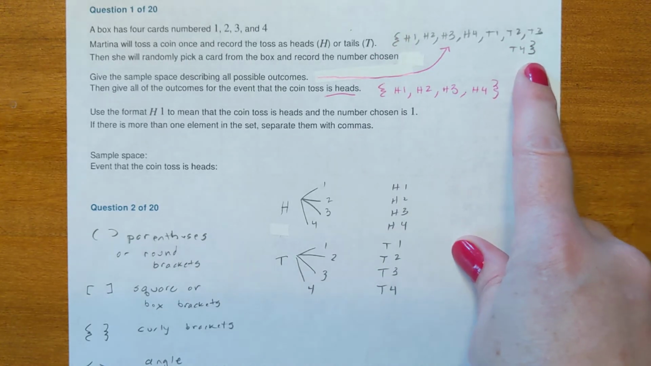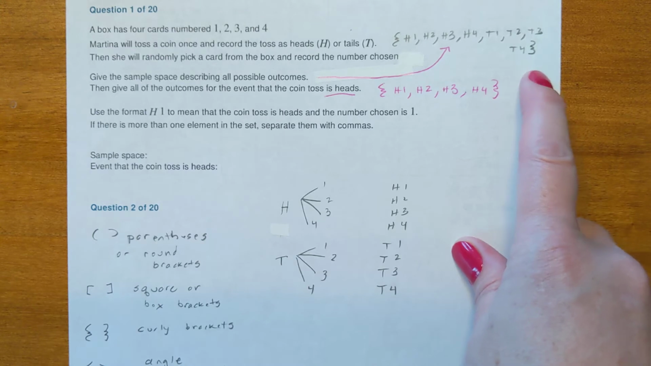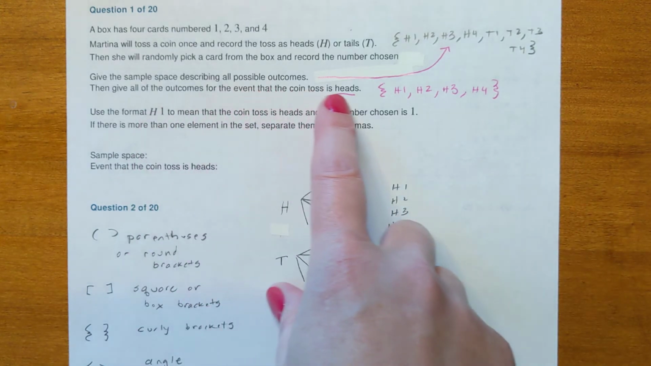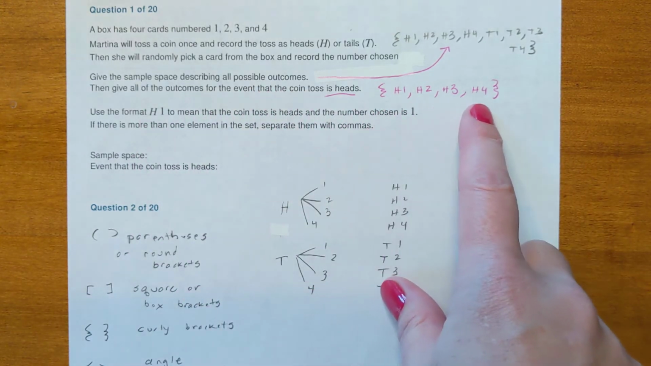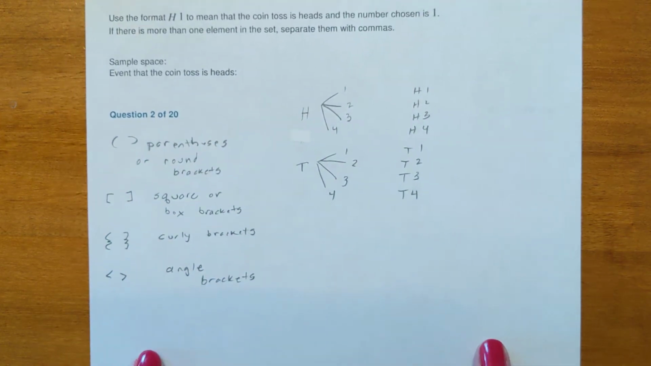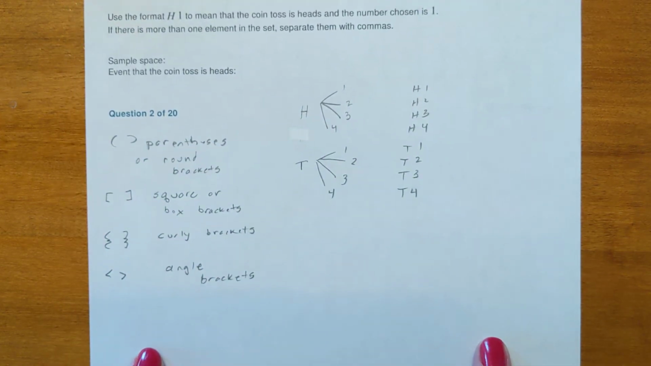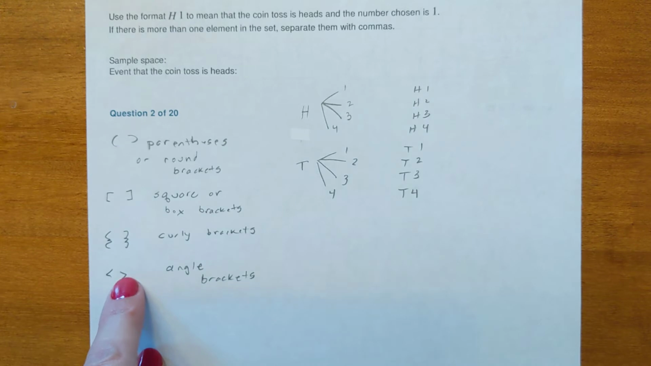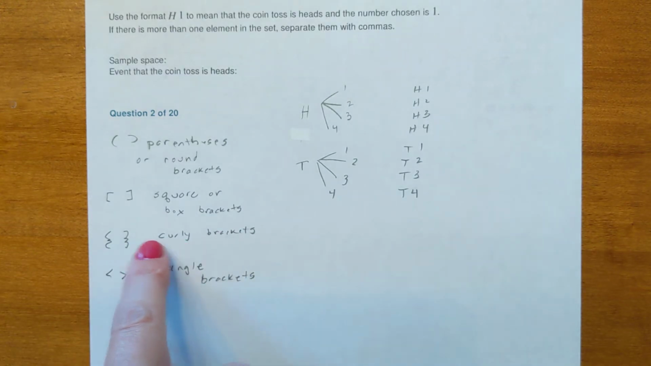And that's what they'd like you to use, enter it on the computer program. And then all the outcomes for heads would be heads 1, 2, 3, or 4. And I looked up different kinds of parentheses for you because I knew it would haunt you. You can also have angle brackets. And like I said, I use curly brackets. And then you've got square brackets or box brackets.